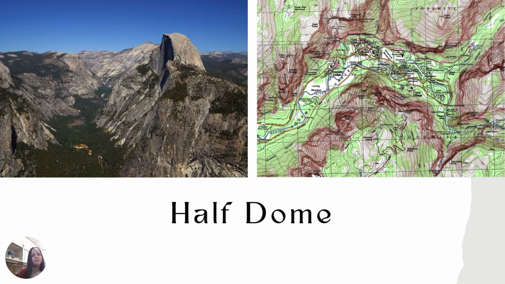Same thing with Half Dome, or the entire Yosemite Valley, most of which is represented here on the right-hand side. So those red, thick looking lines that are a bunch of spaghetti noodles really close together, that's the cliffs of Yosemite Valley, and there in the center is the actual bottom of the valley.